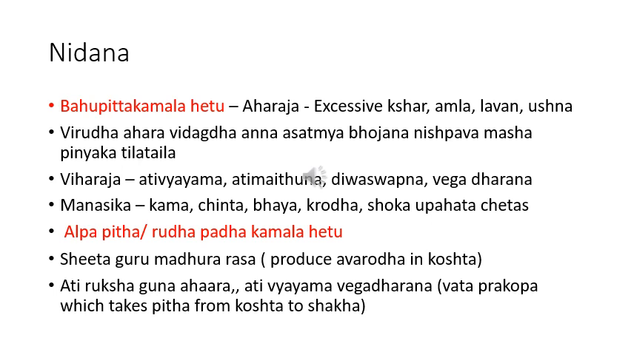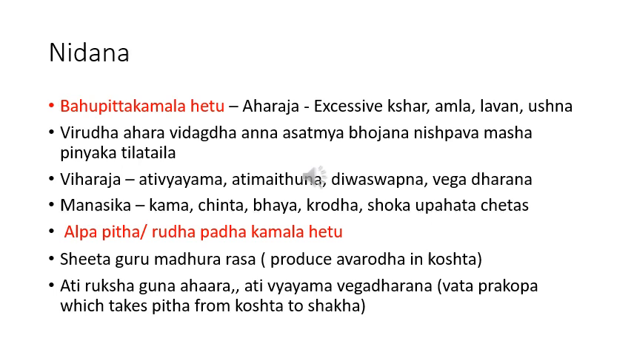And in Alpa Pitta Kamala, or Ruddhapatha Kamala, which is again another term for Alpa Pitta Kamala, Ruddhapatha means there is obstruction in the path, or the Srotas. That's why the Pitta is not coming back from Shakha to Koshta. So it is remaining back in the Shakhas. That is why it is Alpa Pitta in Koshta. So that condition is Ruddhapatha Kamala.